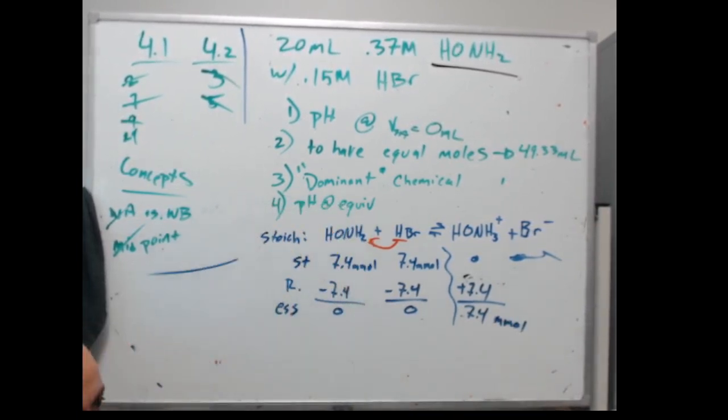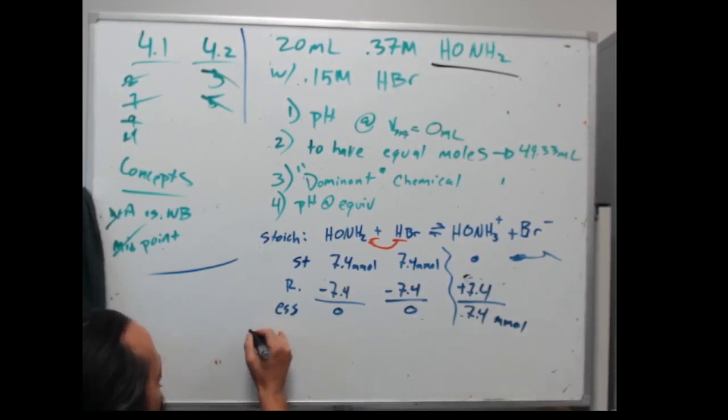So after doing the stoichiometry, both things run to approximately 0, because both are limiting reactants. At the end of all this, because I'm at the equivalence point, I only have conjugate acid present. So what's going to be the dominant chemical for the pH? Conjugate acid. It's the only thing that's present to do anything. Then we can say, okay, what does that conjugate acid do in the equilibrium?